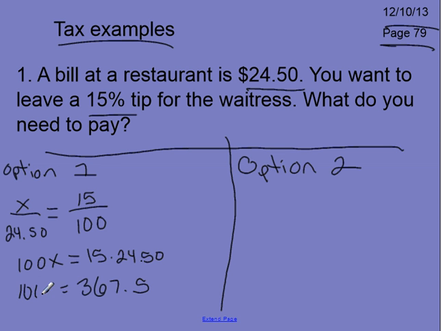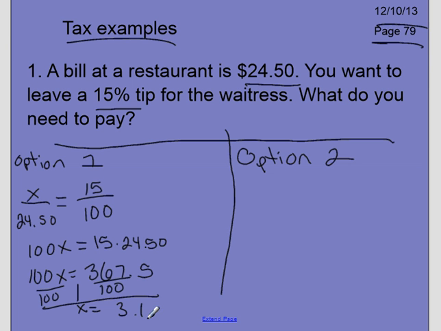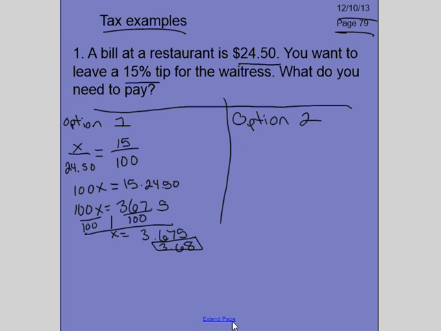That's going to equal our 100x. And then I'm going to solve this using algebra by dividing both sides by 100, giving me x equals $3.675 of a dollar. So I would actually end up rounding this so that it equals $3.68. And that's the tip that you're going to leave for the waitress. Now, as you can see, we're running out of room a little bit, so let's extend our page.